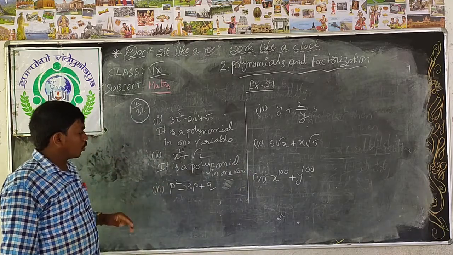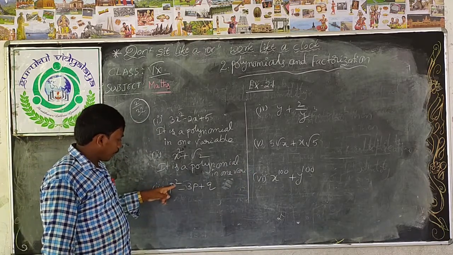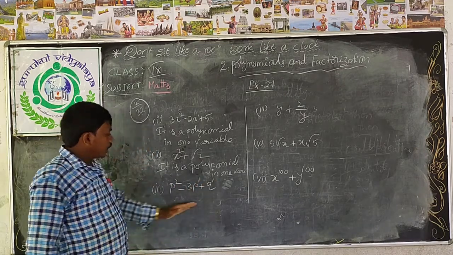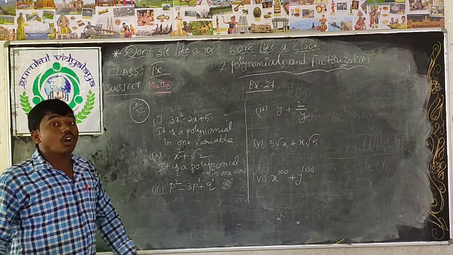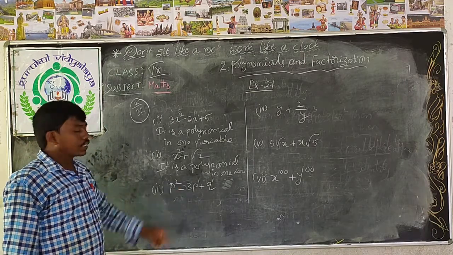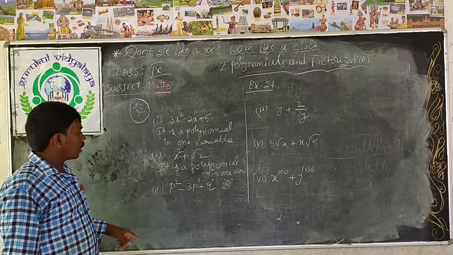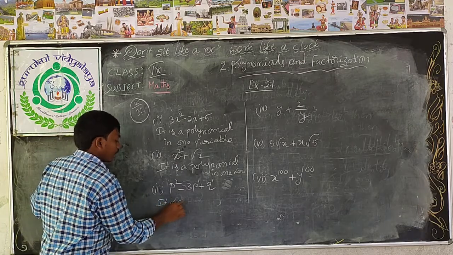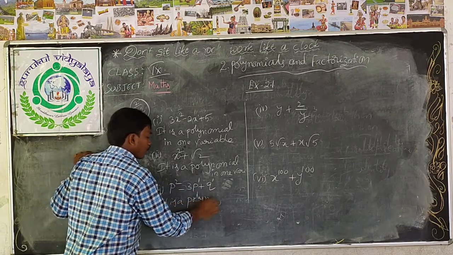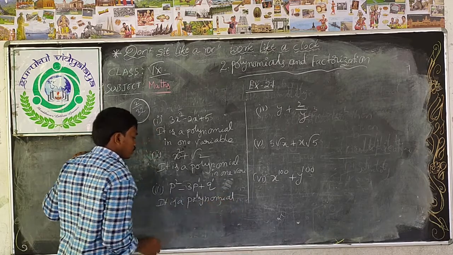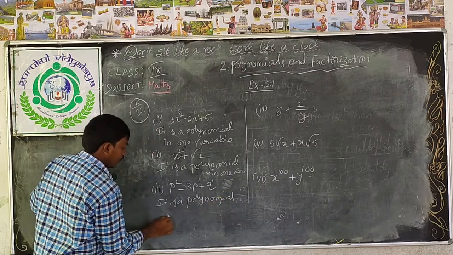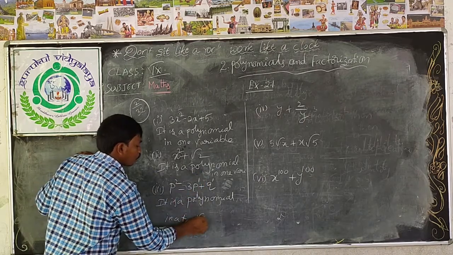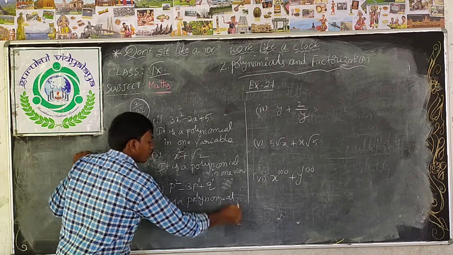Like that, see the third one. Check the power. P square, 2. 3p means 3 power 1. Q power 1. This is also a polynomial, but not in one variable. As the powers are whole numbers, it is a polynomial, but not in one variable. It is a polynomial in two variables. P and Q, two variables.